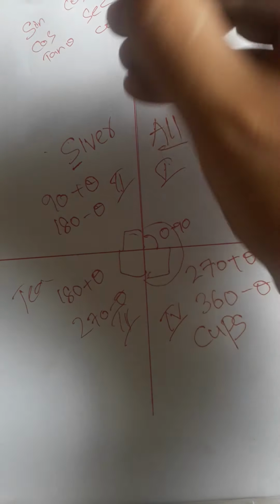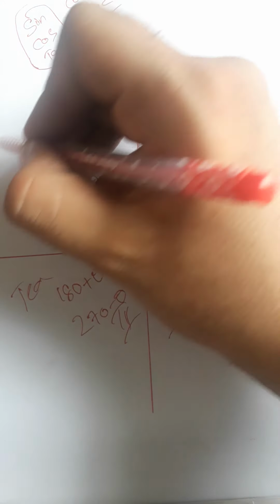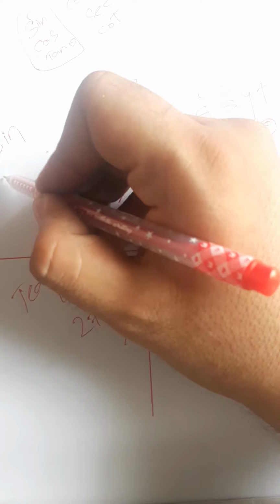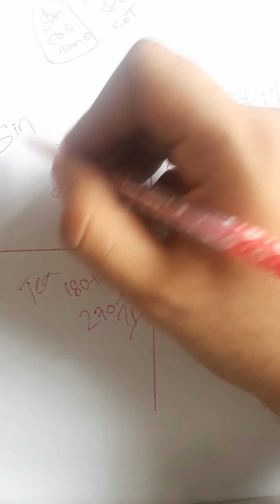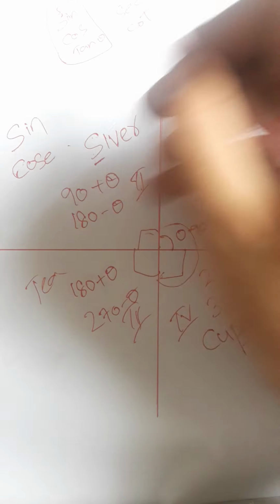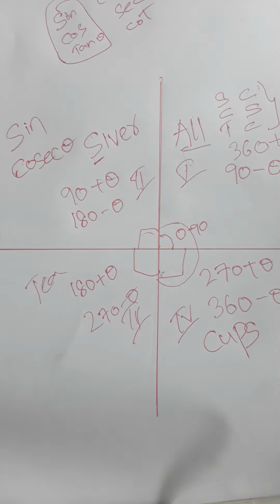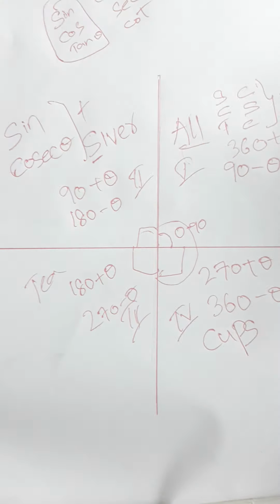In the same way, here S stands for what? Here, let's see only these three. S is sine, and the reciprocal of sine is what? The reciprocal of sine is cosec. So sin theta and cosec theta are positive. Sin theta and cosec theta are positive.